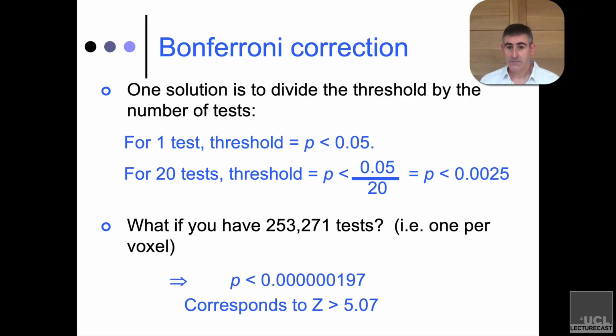So for instance, if you took 0.05 and said, well, I've got 250,000 tests, then the p-value that you would need at each voxel to pass this threshold would be 0.000000197. It's a very, very small number. And just because it becomes really inconvenient to start looking at however many zeros and these really small numbers, we tend to convert these p-values to z-scores instead. So for instance, the p-value on your screen actually corresponds to a z-score of 5.07. So if you had a z-score of 5.07 or larger, then you would consider it significant.